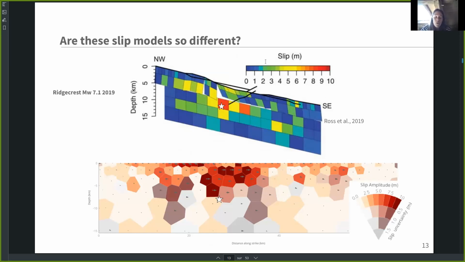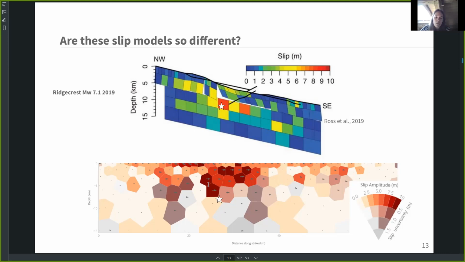And in this model, they use InSAR data and GPS data to constrain the slip on the fault, and they also use a Bayesian approach to solve for the slip. In the bottom, you can see slip models that I did with exactly the same data and with exactly the same inversion approach. However, if you look at the amplitude of the slip, for instance, here the maximum amplitude is 10 meters, here it's 10 meters as well in red.